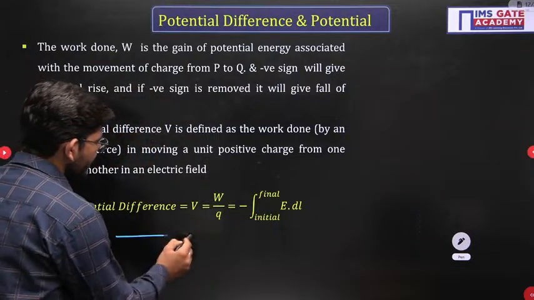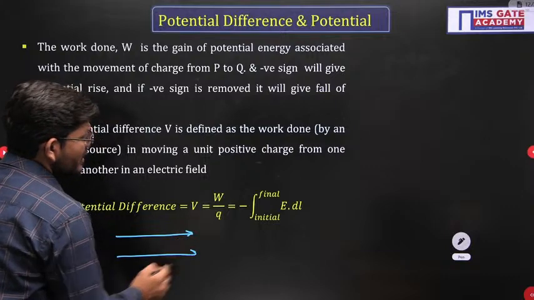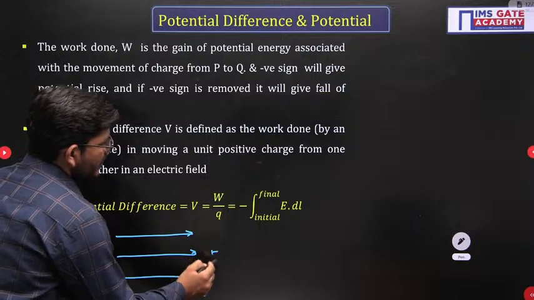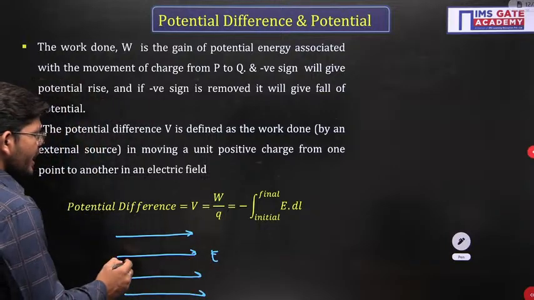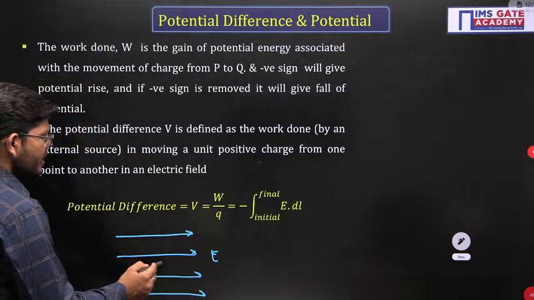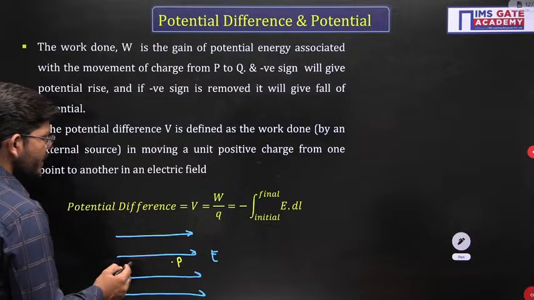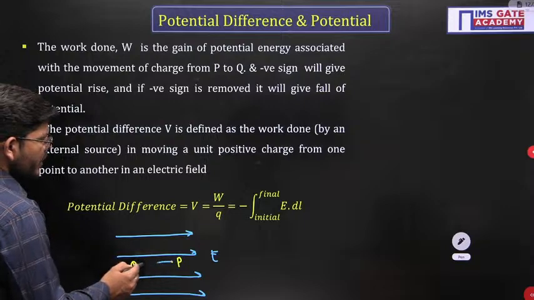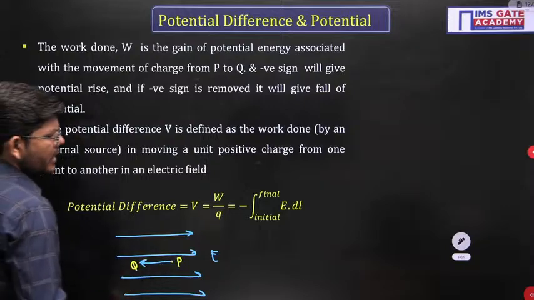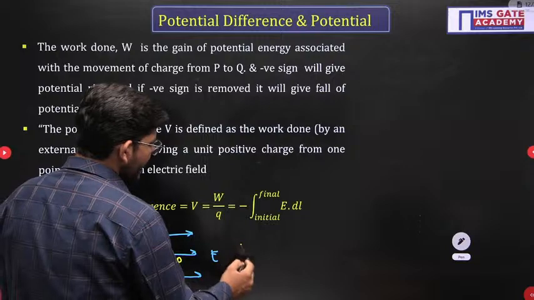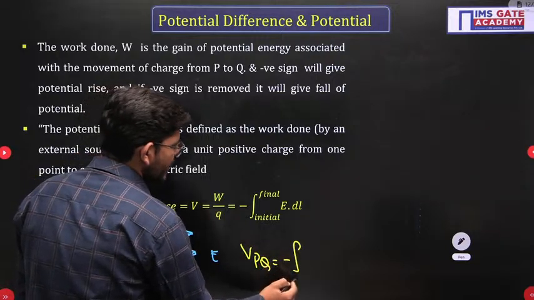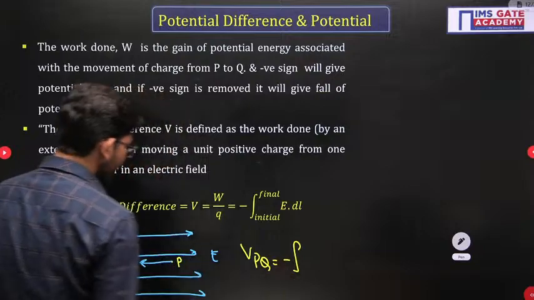Suppose we have an electric field like this. Now in this electric field, suppose I am moving my charge, and let's suppose this is point P and this is point Q. If I am moving my charge from P to Q, then how will I write it? It might be written as the potential VPQ, and it will be calculated like this. What is the initial point?